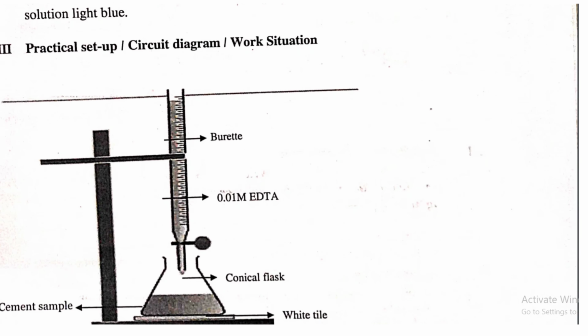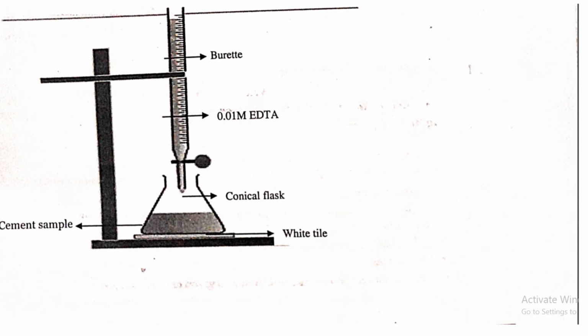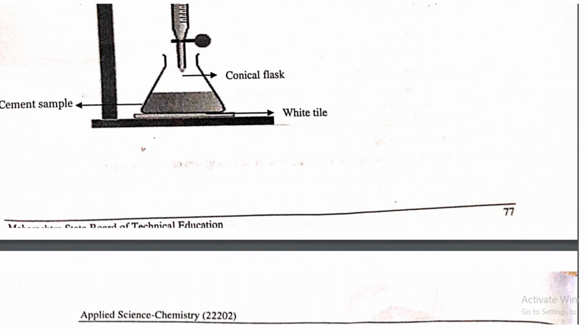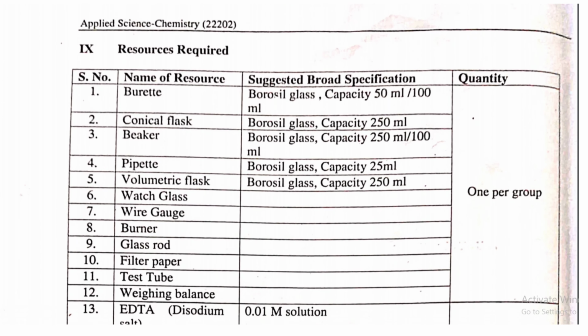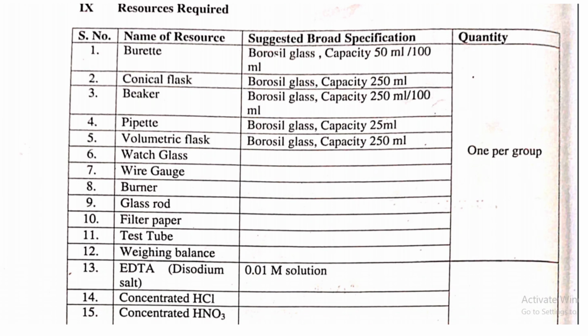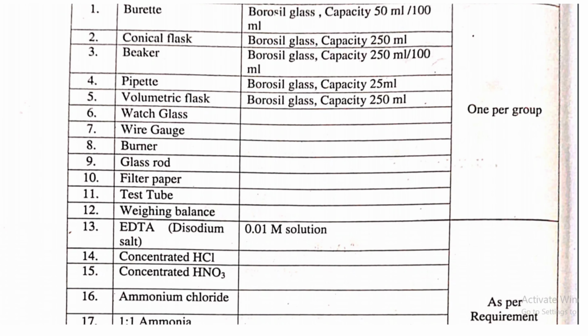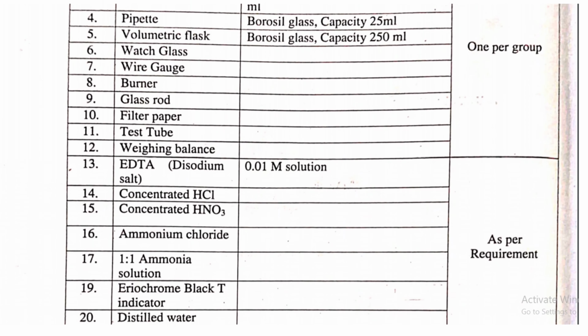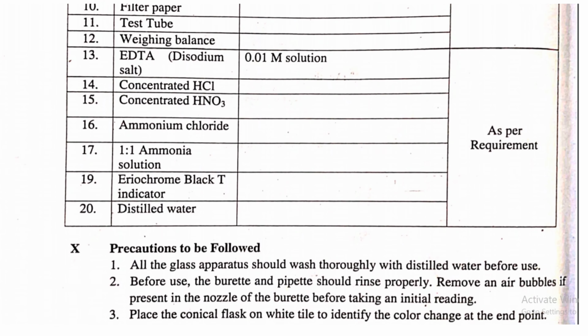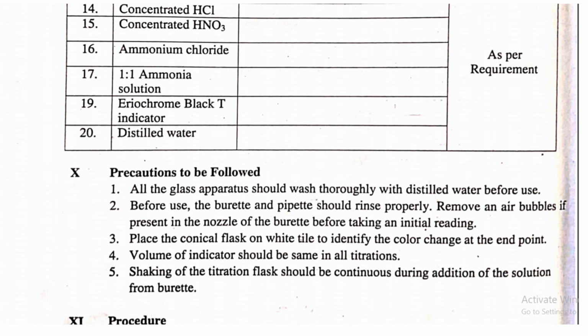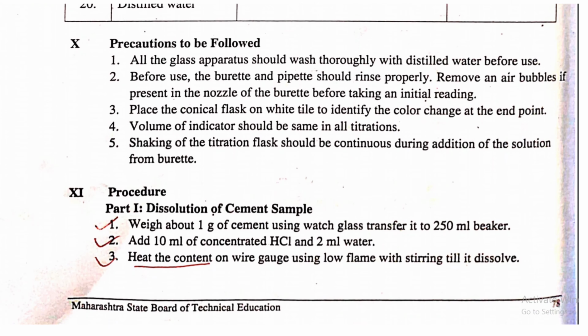See the practical setup. In the burette, 0.01 molar EDTA solution is taken, and in the conical flask the cement sample is taken. Resources required are burette, conical flask, beaker, pipette, volumetric flask, watch glass, wire gauze, burner, glass rod, filter paper, test tube, weighing balance, EDTA, that is ethylene diamine tetraacetic acid disodium salt, concentrated HCl, concentrated HNO3, ammonium chloride, 1:1 ammonia solution, Eriochrome Black T indicator and distilled water.